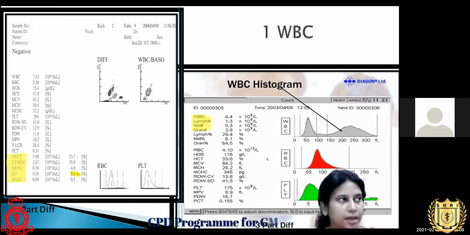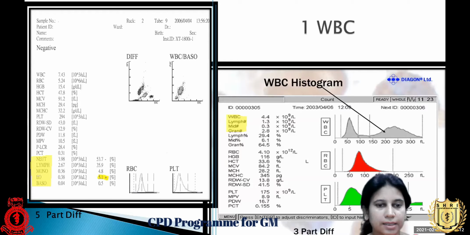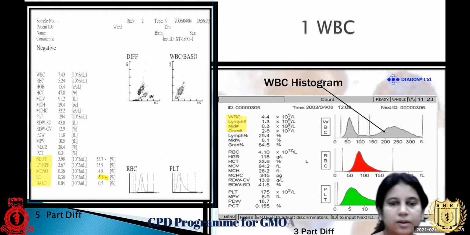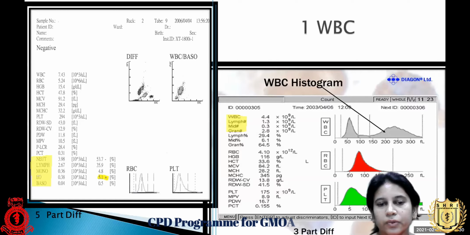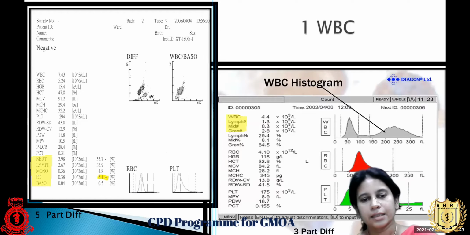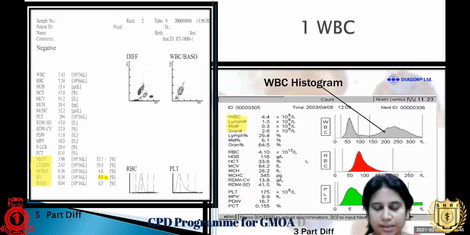WBC. Can you see there are two reports here, on the right and left hand side? In this report, which I have highlighted, you can see 5 parameters: neutrophils, lymphocytes, monocytes, basophils, and eosinophils. On this side, you have only 3 parameters: lymphocytes, mid count, and granulocytes. So this report is generated from a 5-part hematology analyzer, and this one from a 3-part hematology analyzer.